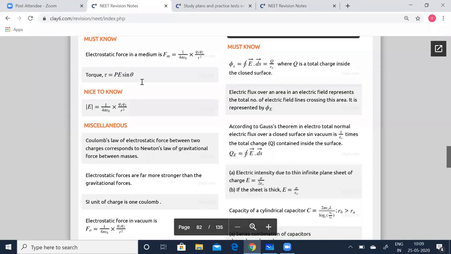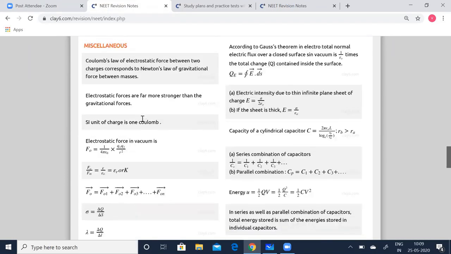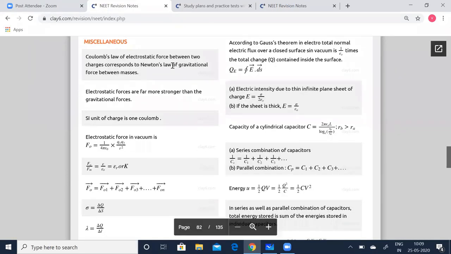Tau is equal to PE sine theta. So the magnitude of electric field is given by 1 by 4 pi epsilon 0 Q1 Q2 by R squared, where Q1 Q2 are the charges and R is the distance between them. Coulomb's law of electrostatic force between 2 charges corresponds to Newton's law of gravitational force between the masses. So electrostatic forces are far stronger than the gravitational force.